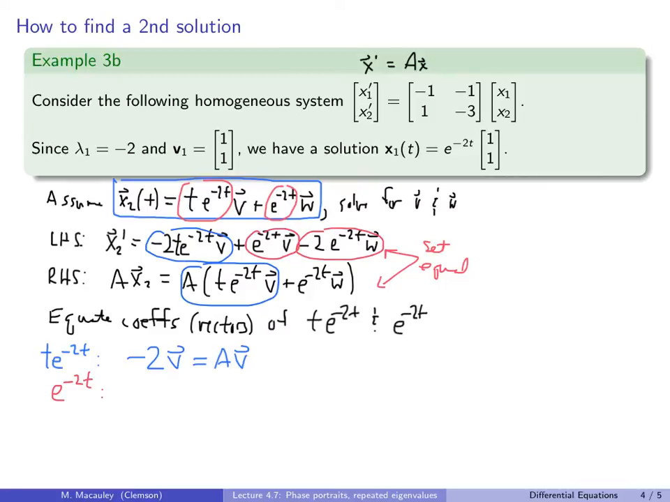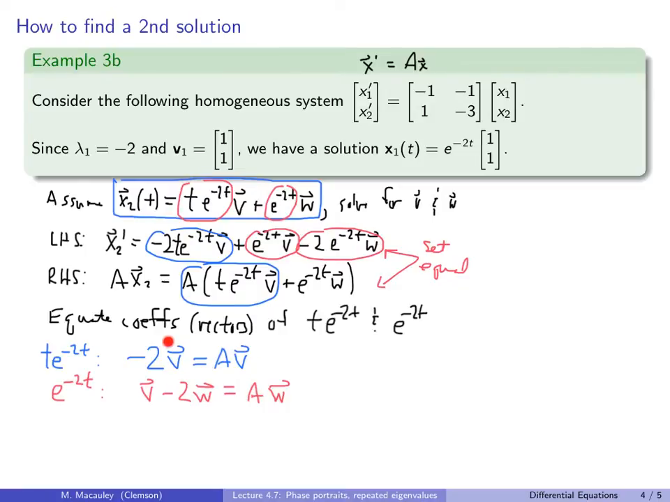So let's write that out. That's v minus 2w. This is how many e to the minus 2t's we have on the left-hand side, and that better be equal to A times w, because this is how many e to the minus 2t's we have on the right-hand side. So recall that our goal is to solve for v and w. We've got to find a v that satisfies this and a w that satisfies this.